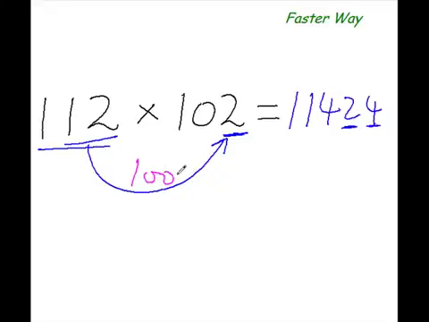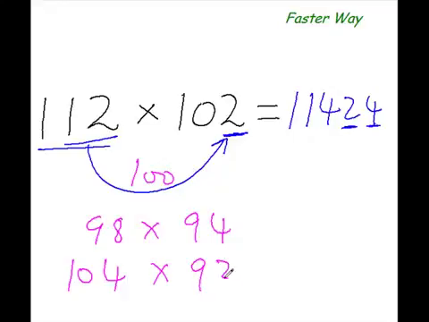Now in the next video we will be taking the other situations as well. That is, when both the numbers are below the base, like 98 times, let's say, 94, they are both below the base 100, and when one number is above and one number is below the base, let's say 104 times 93, this is above the base, this is below the base. So we'll be practicing all these types of examples. The method remains almost the same.